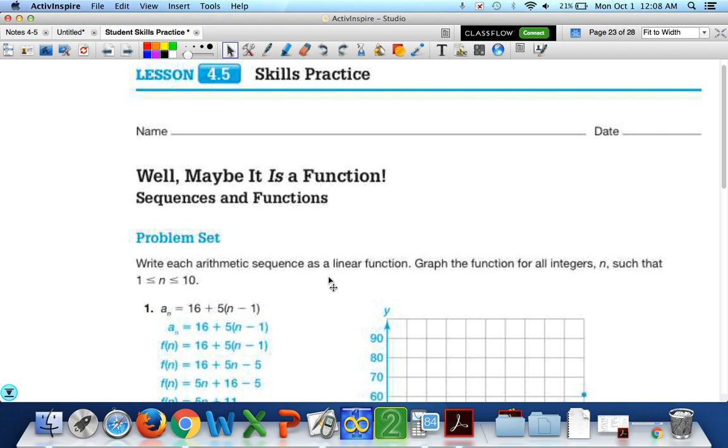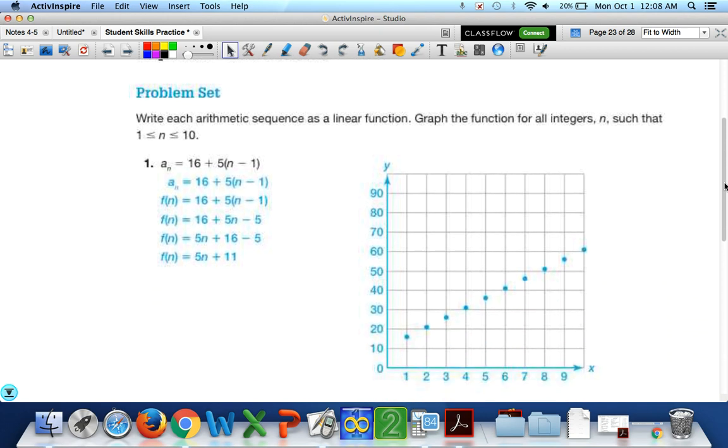So when you get onto section 4.5, you'll notice this first handful of problems are pretty straightforward. Instead of just giving you a chart to fill in, they give you the arithmetic sequence. You turn it into what is literally just slope-intercept form and then graph it. You're going to do this by putting this into the table. Okay. Now you can't just put the original into the table.